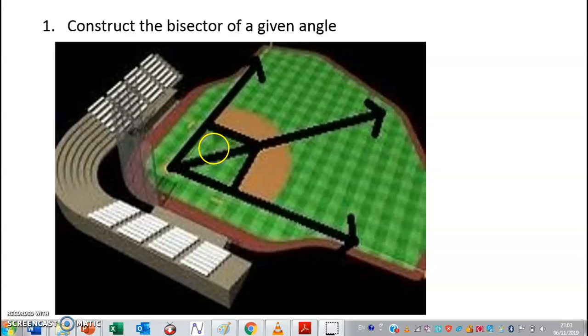If you can think of any other real examples in the world of where we might construct the bisector of a given angle, let me know and I'll give you some extra credit.